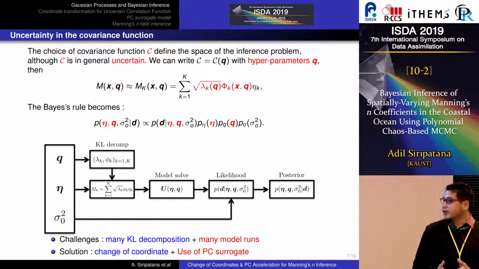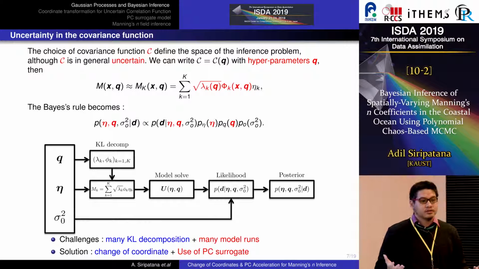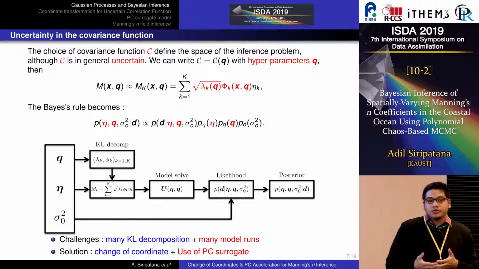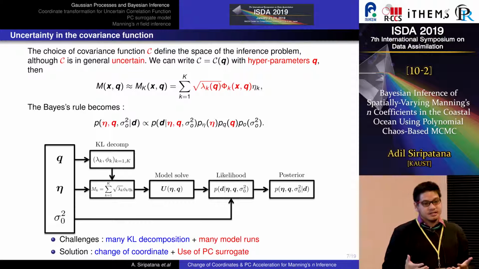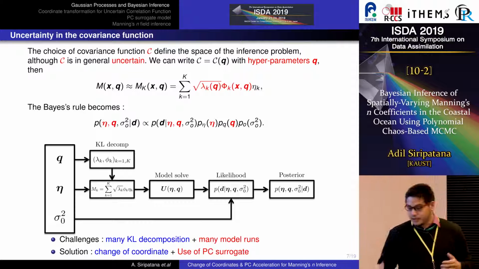The challenge in this is that we have to do many KL decompositions, and we also have to do many model runs. So to solve this, we use the method called the change of coordinates, and use the PC surrogate together, combined, to speed up this process.